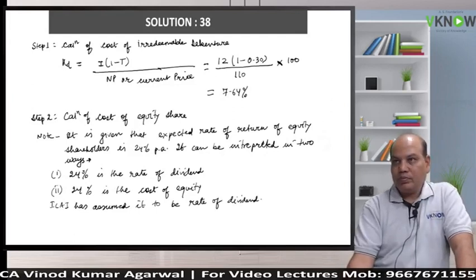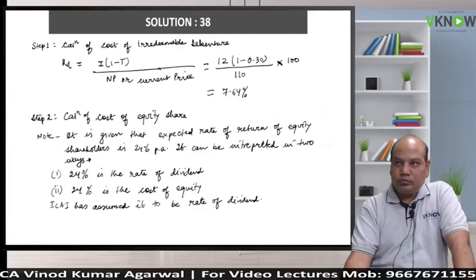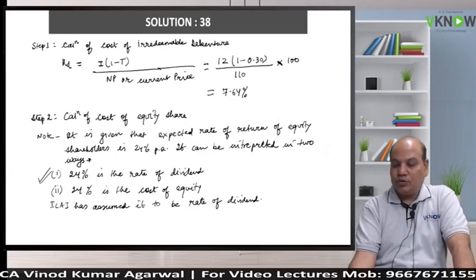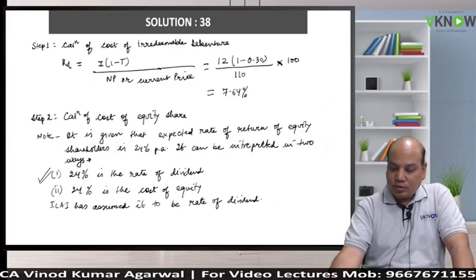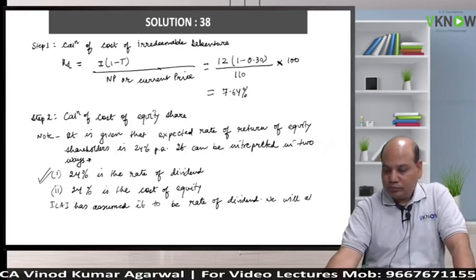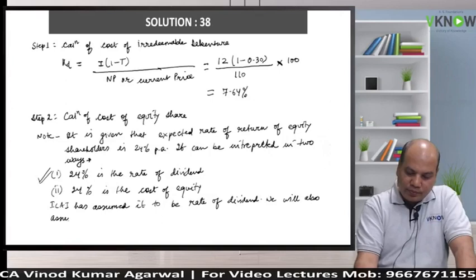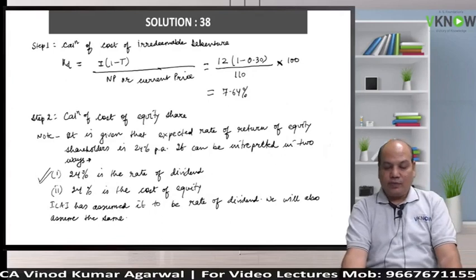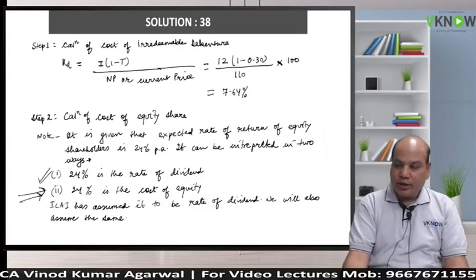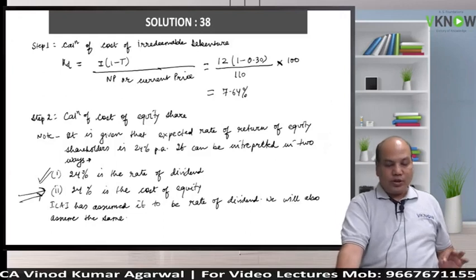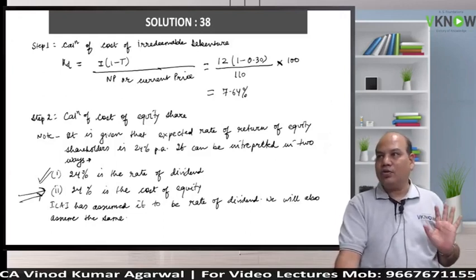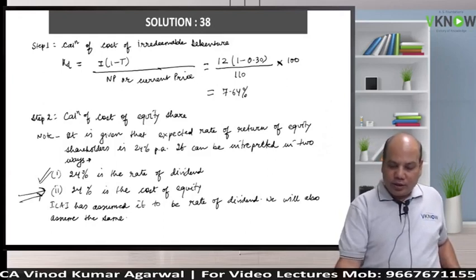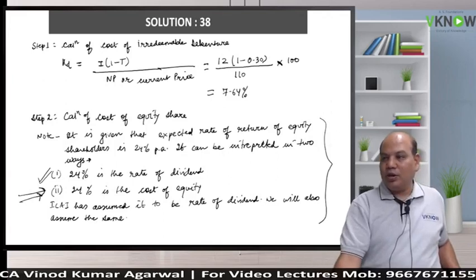So if we take the first situation, that 24% is the rate of dividend, then I am solving by this assumption. ICI has assumed it to be rate of dividend. We will also assume the same. Otherwise, in the exam, if you want to solve by the other, write the assumption accordingly, because the expectation of the shareholder is the cost of equity for the company. Okay. First you complete writing. In case you have a doubt, you can ask me now, you can ask me later.